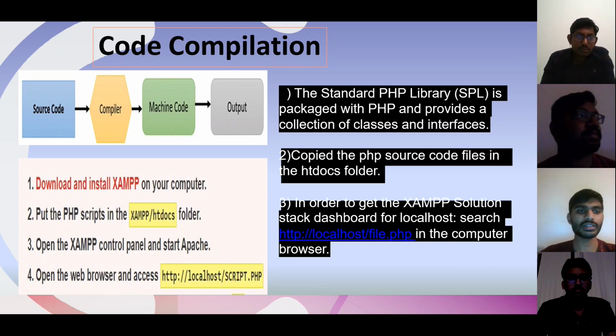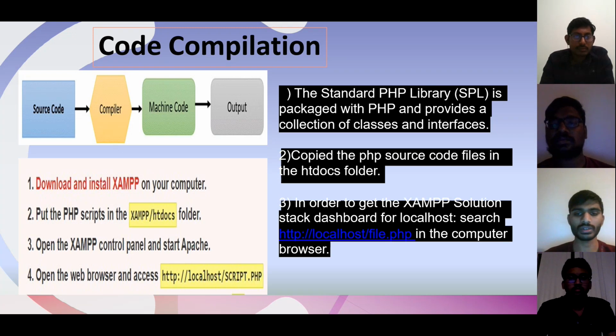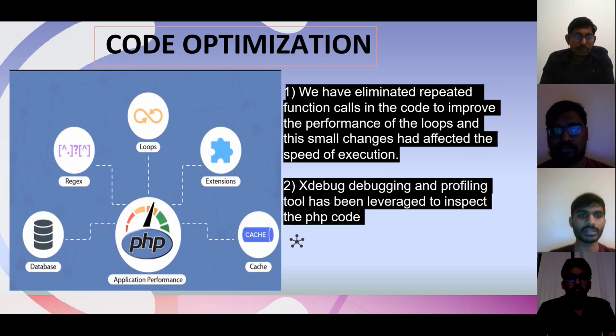By using Apache, we open the XAMPP folder and open the web browser, and this is the local example of the localhost. And now we go to the code optimization. Code optimization is nothing but dealing with duplicate functions, which sometimes we have to remove.